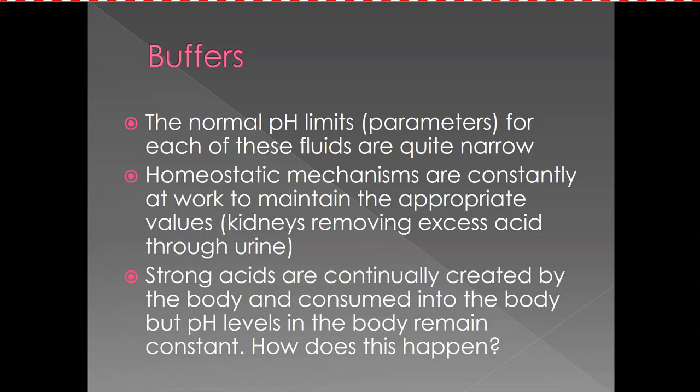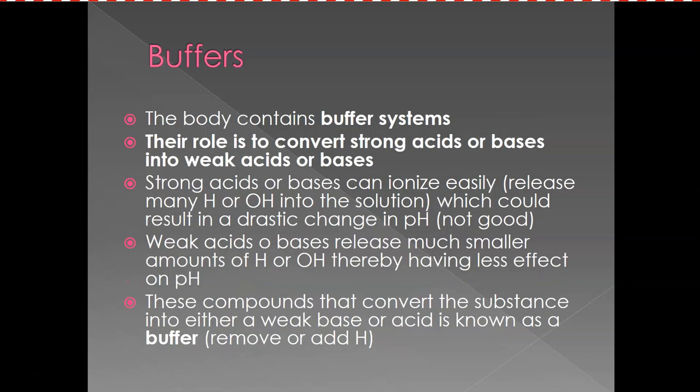As I said in the last set of slides, homeostatic mechanisms are constantly at work to maintain the appropriate values. So, for example, kidneys remove excess acid through urine. Strong acids are continually created by the body and consumed into the body, but pH levels in the body remain constant. How does this happen? It happens through buffer systems.